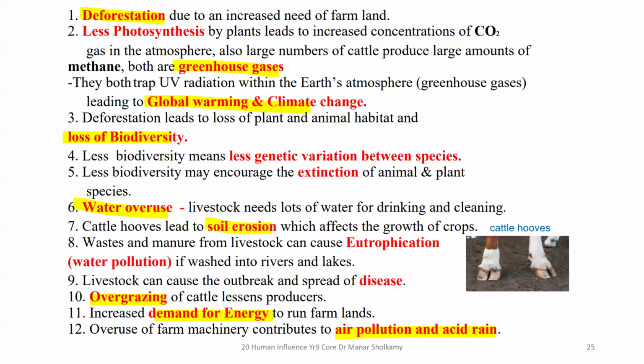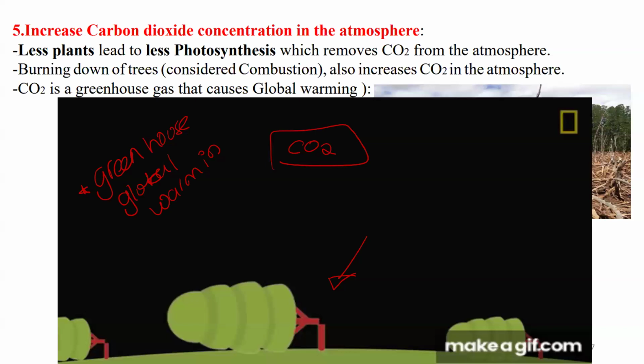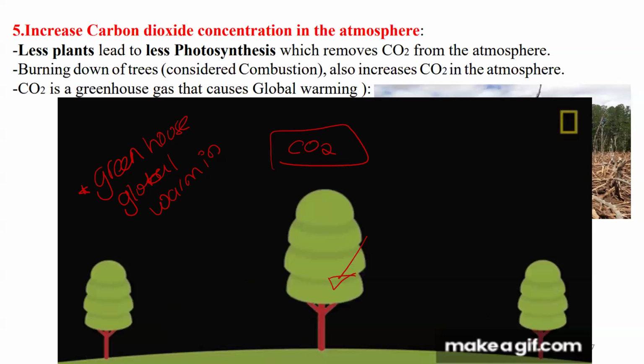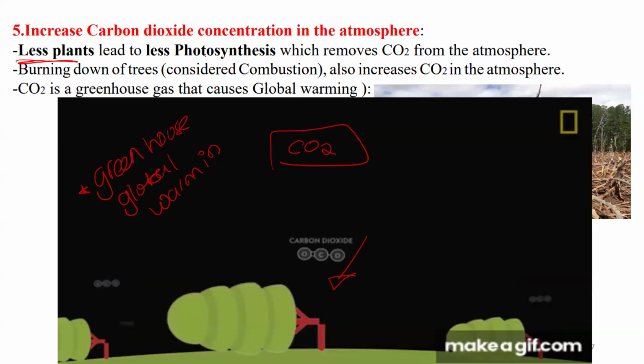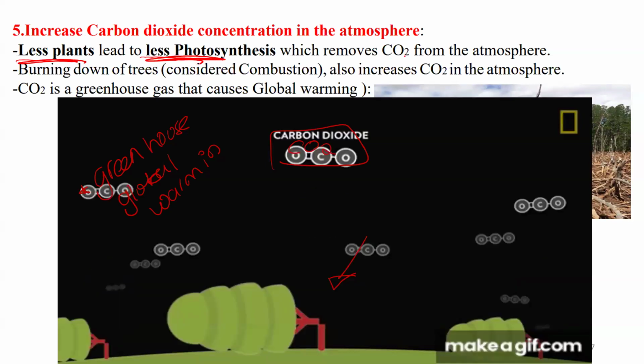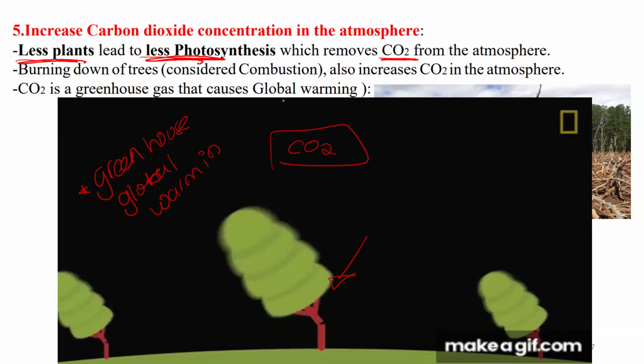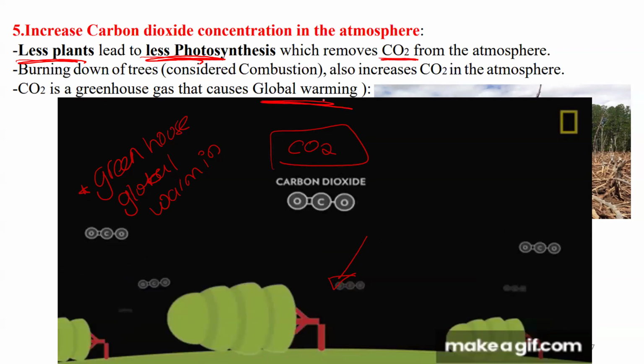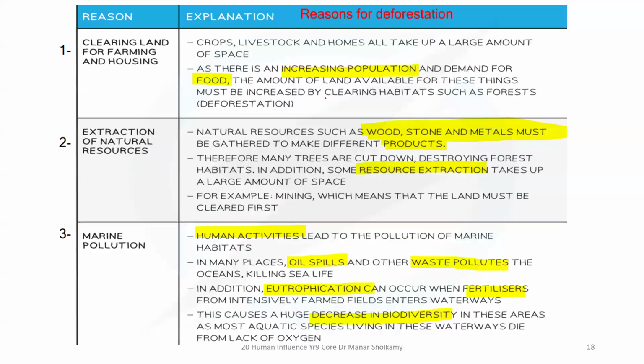So where were we? We were here. Yes. More CO2. We are cutting down trees. We're still in deforestation. We're cutting down trees. Too much CO2. CO2 is a greenhouse gas. It's going to cause global warming and climate change. So less plants, less photosynthesis, more CO2. More CO2 means global warming and climate change. So this is the fifth disadvantage. We have lots of disadvantages.